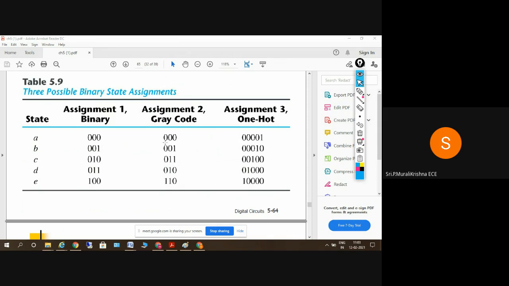So that is the state assignment. We can also do assignments in gray code. So this is gray code assignment here, and this is one-hot encoding, where one state is represented by a 1 and the remaining are all zeros. Most of the time we'll prefer this binary assignment only.